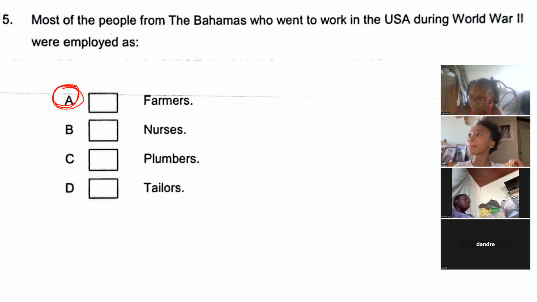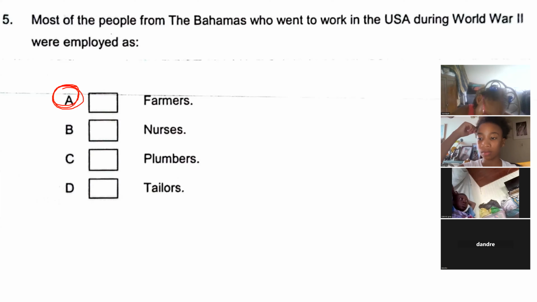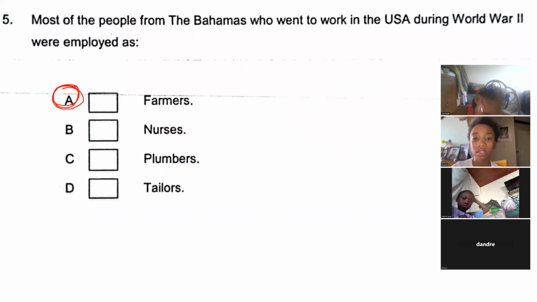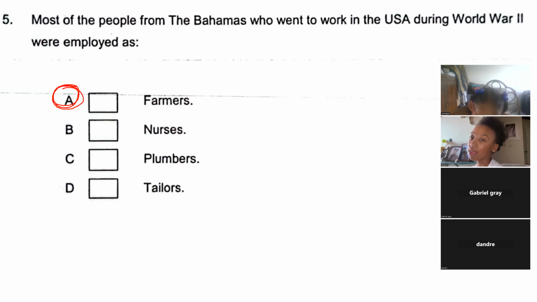Excuse me. Yes, I had this on my exam, but it was different. The question was about the people who went to work in the USA, and then the answer was, I think, Haiti. Some were trying to reach the USA, some were trying to work in the USA. Okay, you have to show me that question. I'd like to see it.